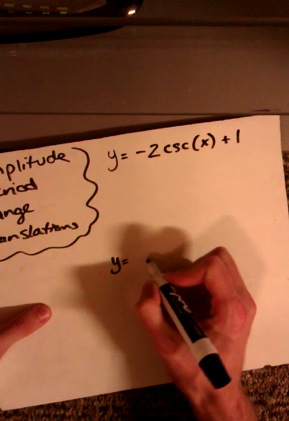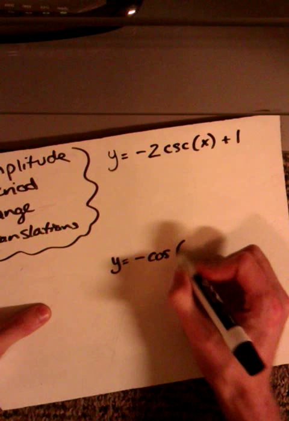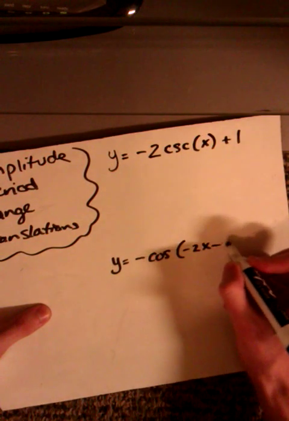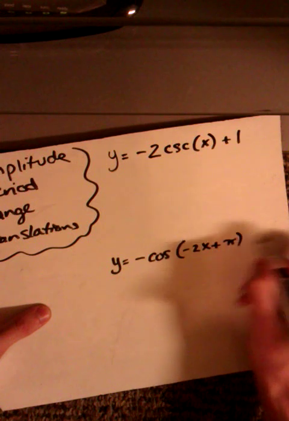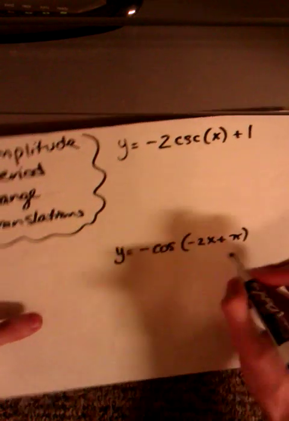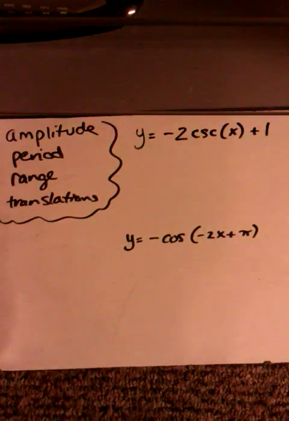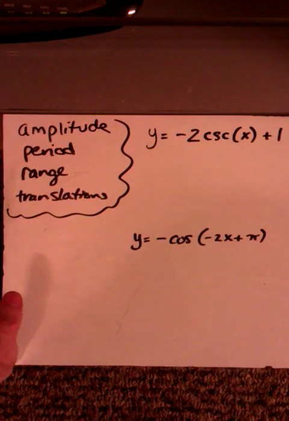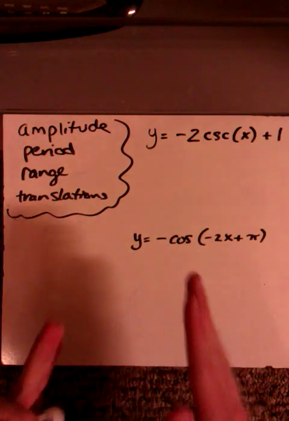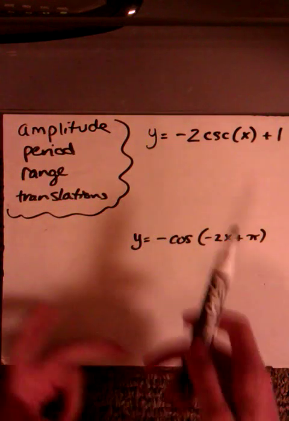And I don't know, let's do a cosine graph. Negative cosine of negative 2x plus pi. And I guess we'll stop that one there. So see if you can find these things over here for these two functions. So, time out. Alright, so hopefully you paused the video and actually tried these.